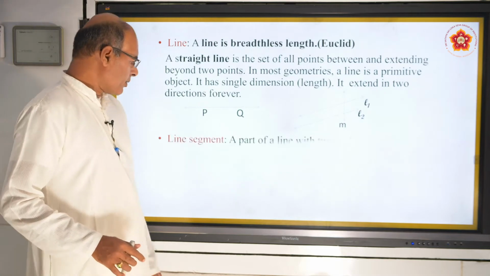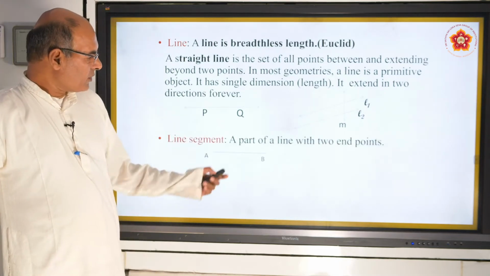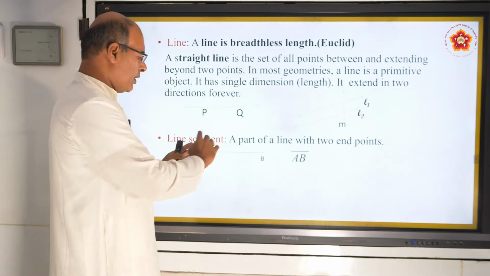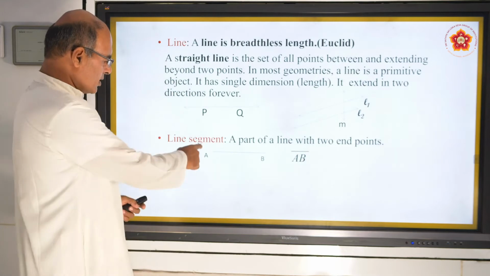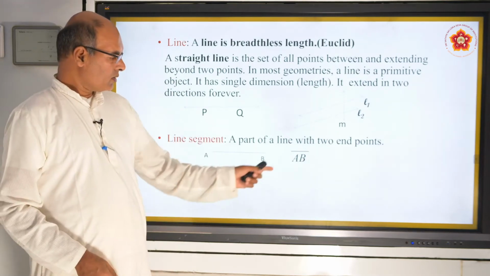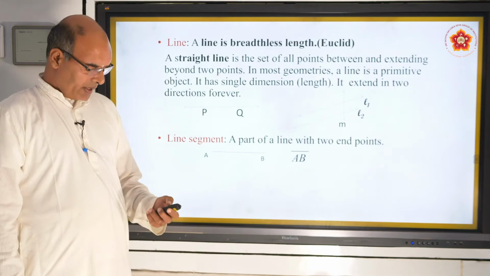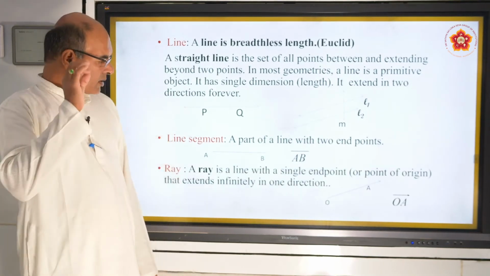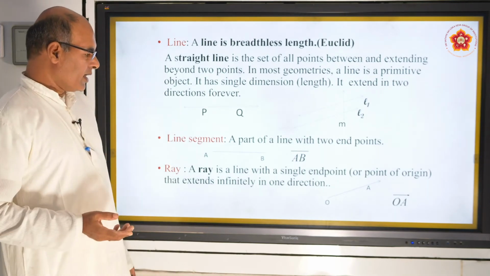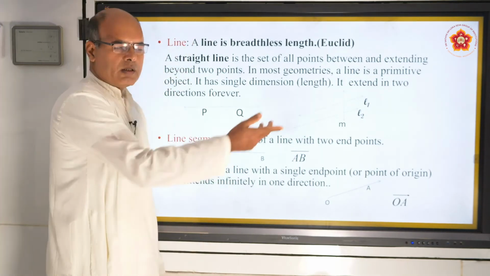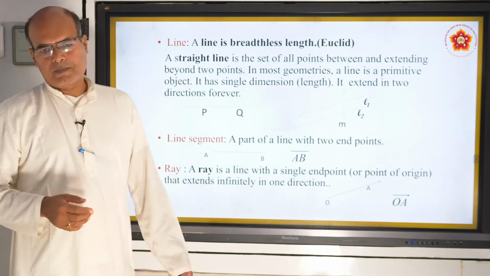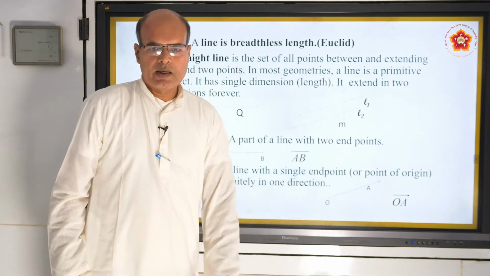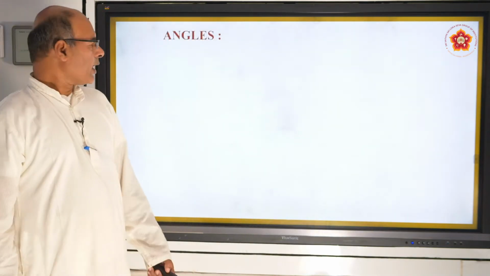Now go to the line segment. It is the part of the line with two endpoints. If we cut a straight line at two places, we get a line segment. It is named like this, line segment AB. A ray is also a part of a straight line which has a starting point. You can call it an endpoint also, one endpoint, and on one side it is extended forever. So it is a ray, and this is the notation to represent a ray. Now let us move to the angles.